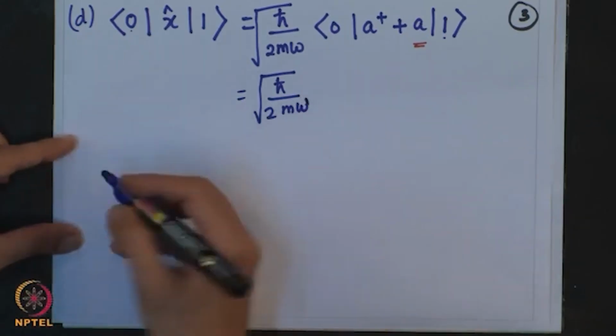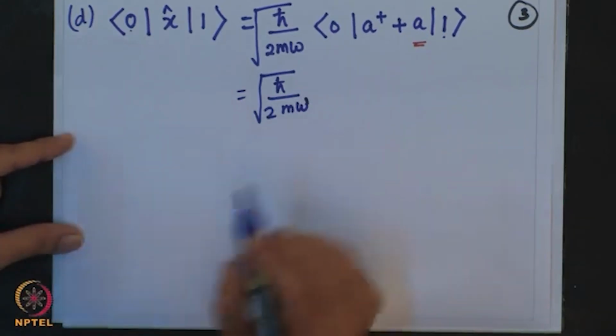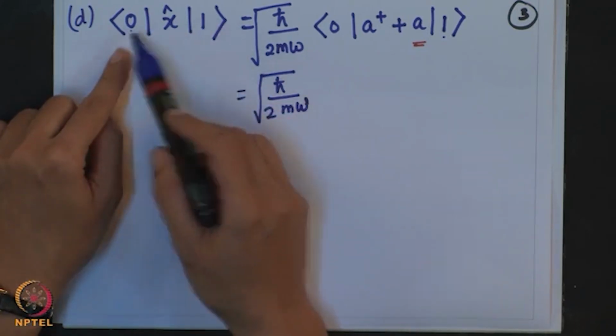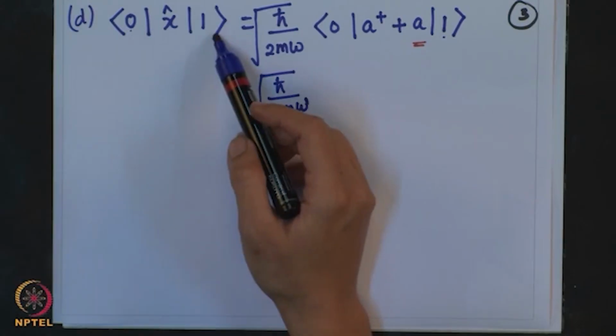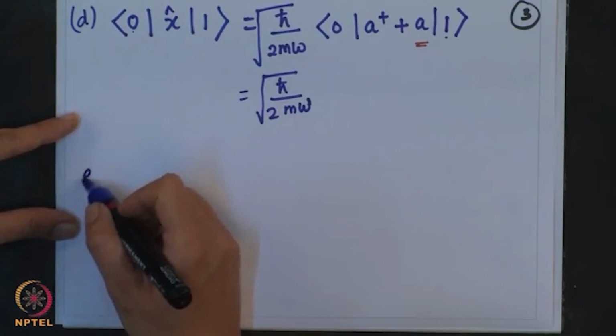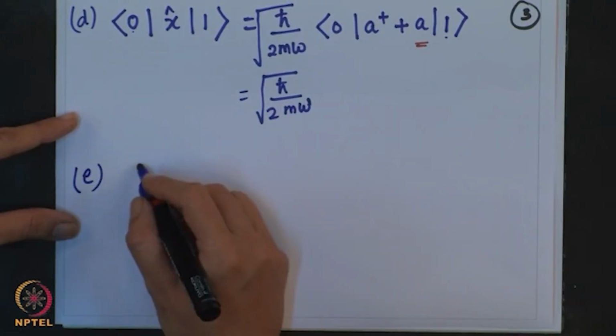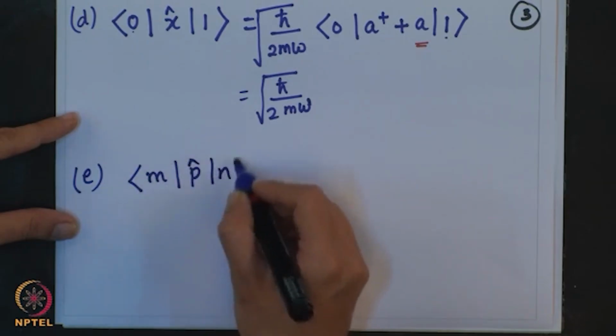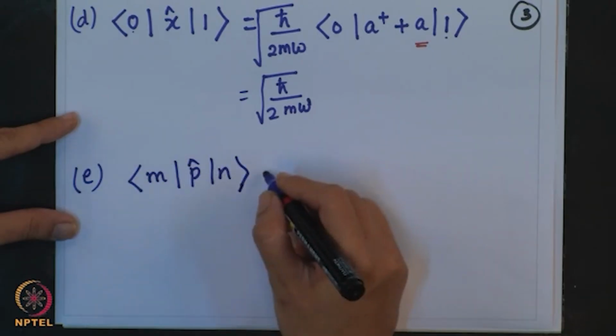Okay. In the D part, we have got this, because now you have a definite initial and final state. Here you have 0 and 1. In the previous problem, we had n and 0. So, in E part, I will leave this for you to solve. It is a simple exercise.